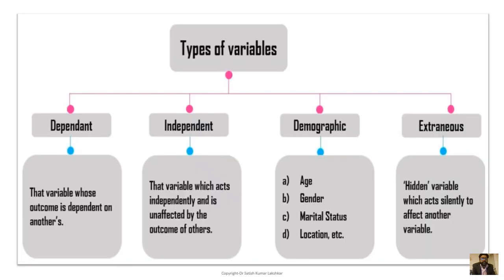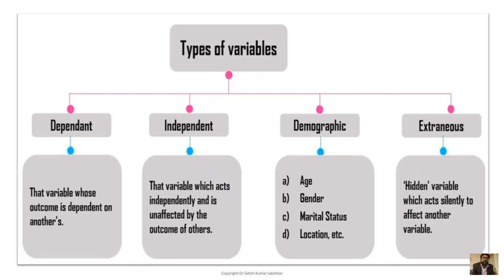Now on your screen you can see there are four categories of variable: dependent variable, independent variable, demographic, and extraneous variable. A dependent variable is the variable whose outcome is dependent on another variable. The independent variable, as the term itself indicates, is the variable which acts independently and is unaffected by the outcome of others. Demographic is again a type of variable, for example age, gender, marital status, location, place of residence. An extraneous variable is a hidden variable which acts silently to affect another variable.